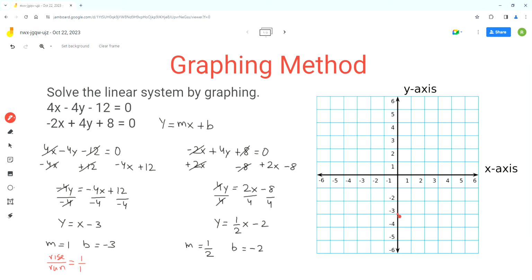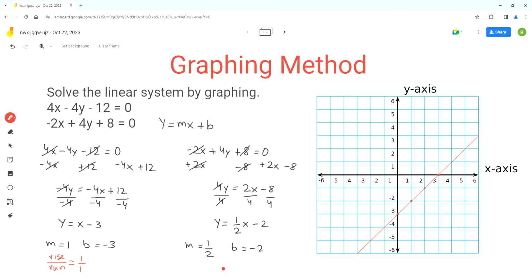So from negative 3, we go 1 up, 1 to the right. And then from this point, we go 1 up, 1 to the right. So if we just keep doing that, we'll get more points that lie on this line. And now we can just join these points by a straight line. So that's the graph of the first line.